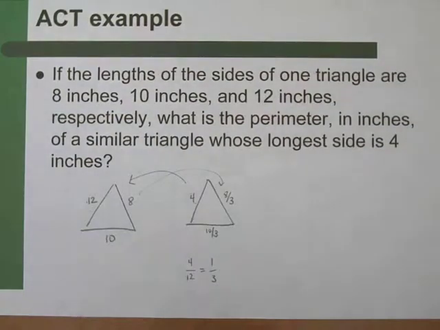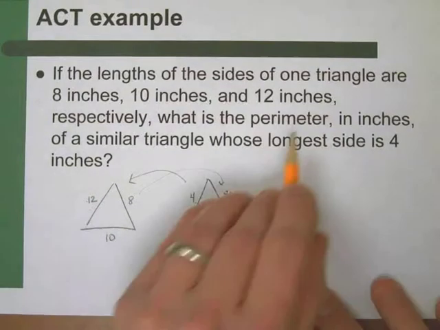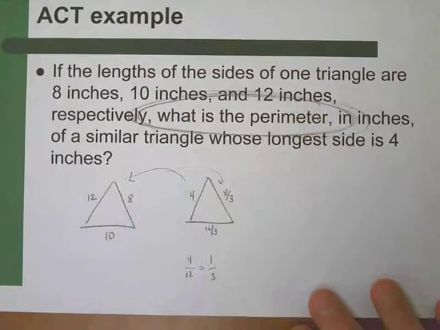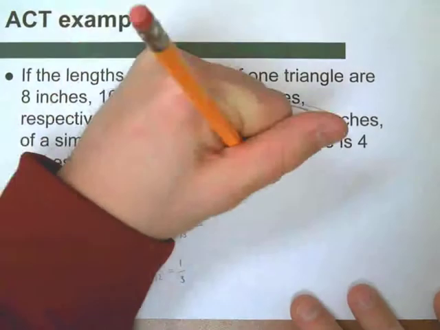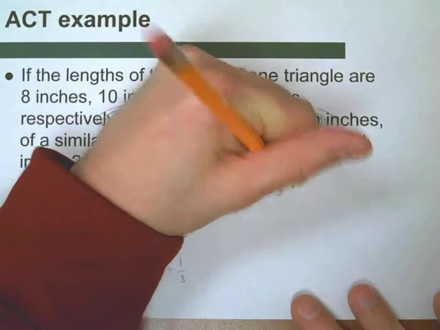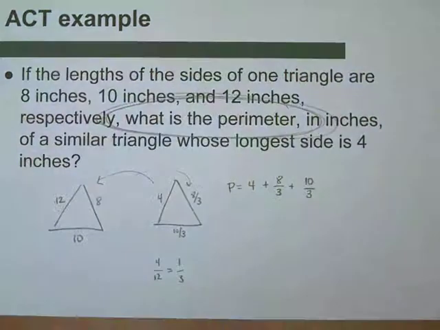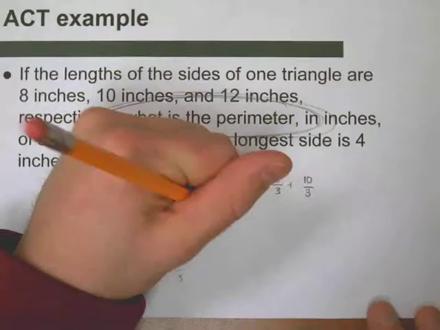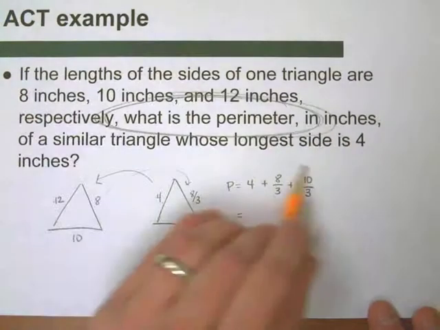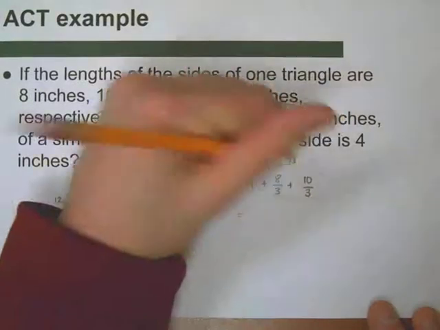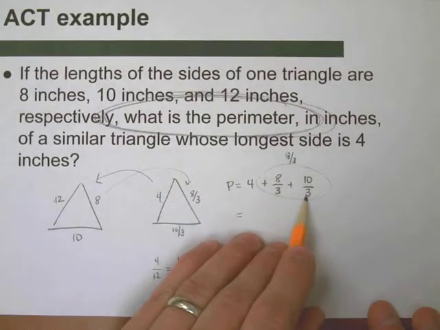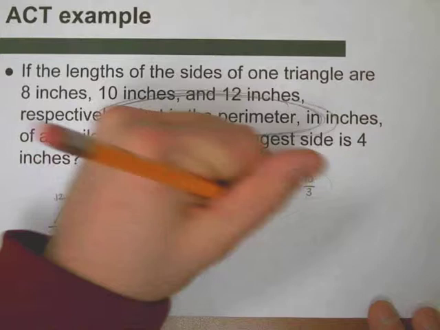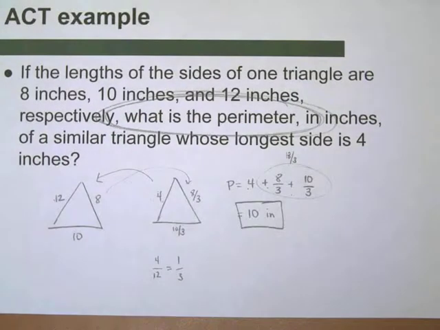So now I know the 3 side lengths. I know they're fractions, but don't worry about it. The question now is, what is the perimeter? How do I find the perimeter of a shape? I add up all the sides. So the perimeter of the little triangle is the sum of 4 plus 8/3 plus 10/3. I know that sounds awful, but when you add those up, you find that these two add up to 18/3, and 18 over 3 is just 6. So it's 4 plus 6. It's 10 inches. Not as bad as it sounded, right?